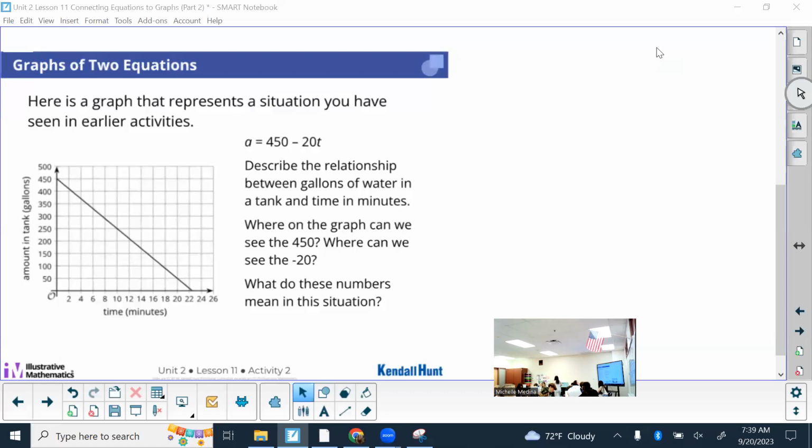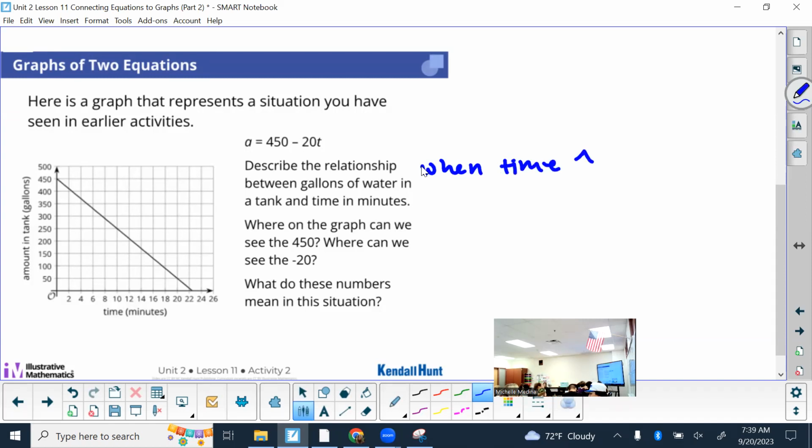This question is really great for assessments. They love to ask you to interpret what the slope and y-intercept represent and things like that. So it said describe the relationship between the gallons of water in a tank and time in minutes. Table 8, can you describe that best you can? Okay, so when time increases, gallons decrease. Is that something you guys agree with?